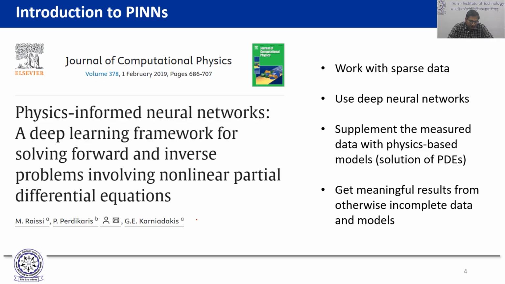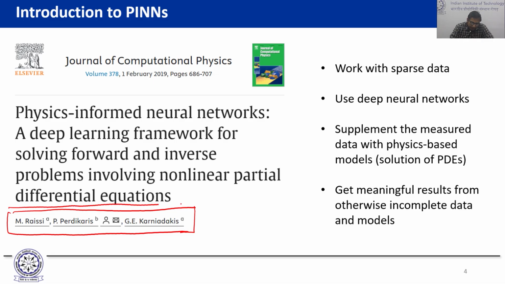The field of physics-informed neural networks came about due to the work of these three researchers, namely Raissi, Perdikaris and Karniadakis. Their paper on this concept of physics-informed neural networks was published in the Journal of Computational Physics back in 2019. So it's not been that long, it's just been a little bit more than 6 years since people came up with and proposed this concept of PINN.